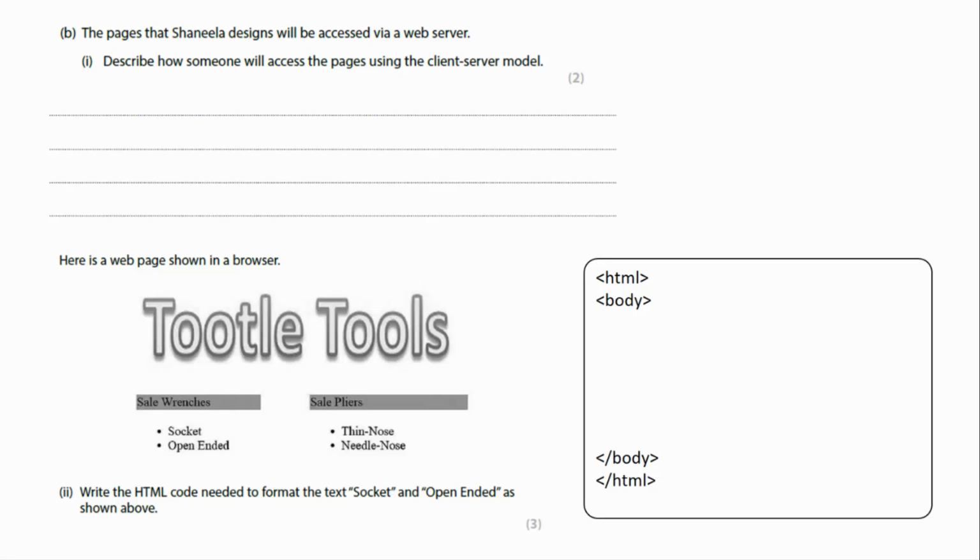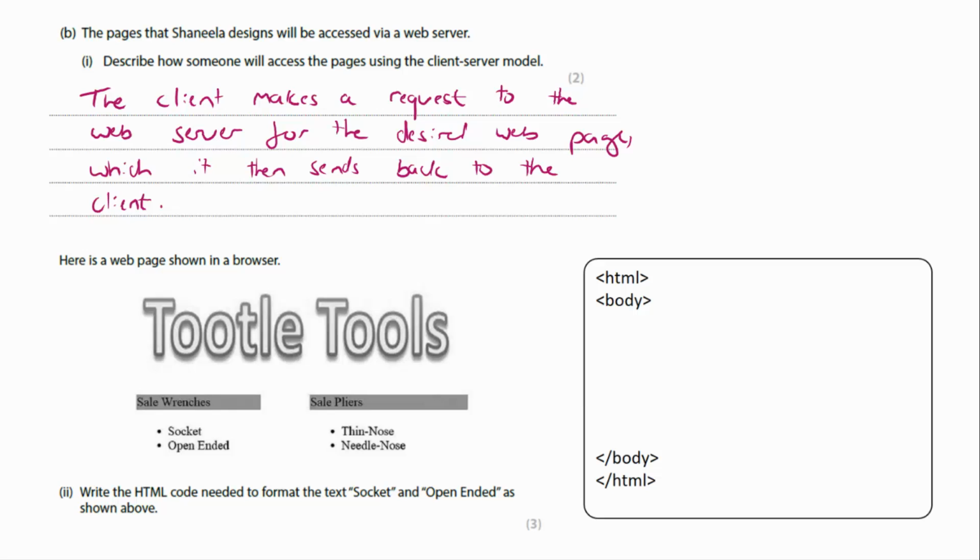So let me write this up. The whole point of the client is to make requests to the server, and the server is there to serve the client by returning stuff to it. So that's just how it works in this model.